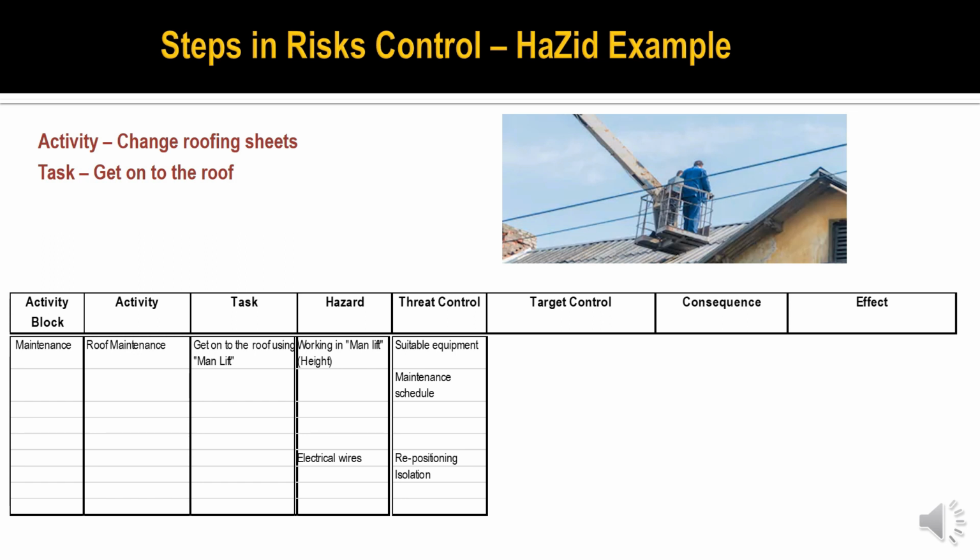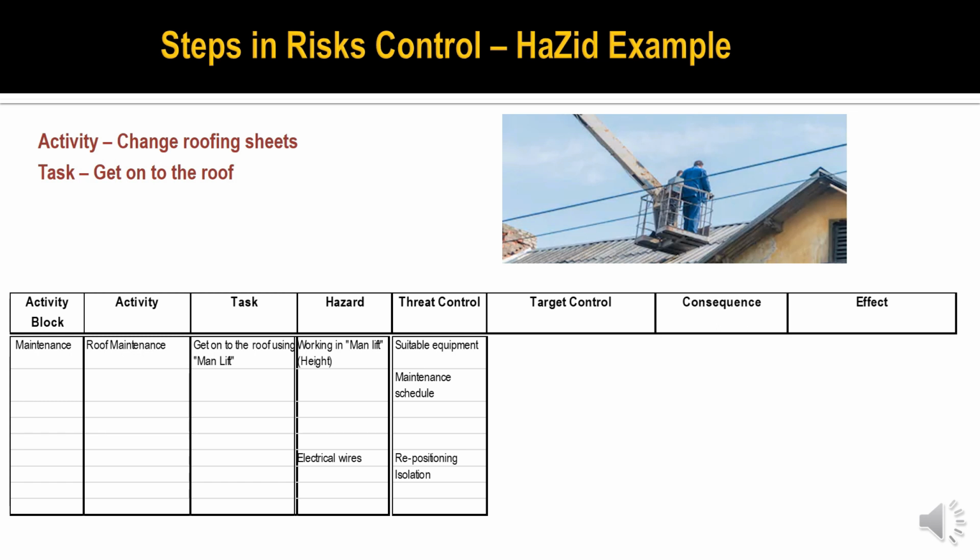Then for this particular task, you can see electrical wires are there as the hazard. What is the threat control? Repositioning the equipment from a different angle maybe, or if that is not possible, isolation of the electrical supply. By doing that, you can control the hazard. So this is the first stage of any risk management policy or procedure. Why? First we have to remove the hazard. If you can remove this hazard, there's no problem.